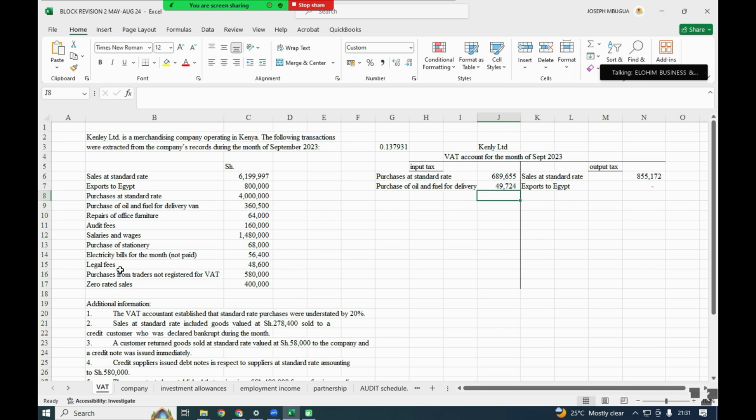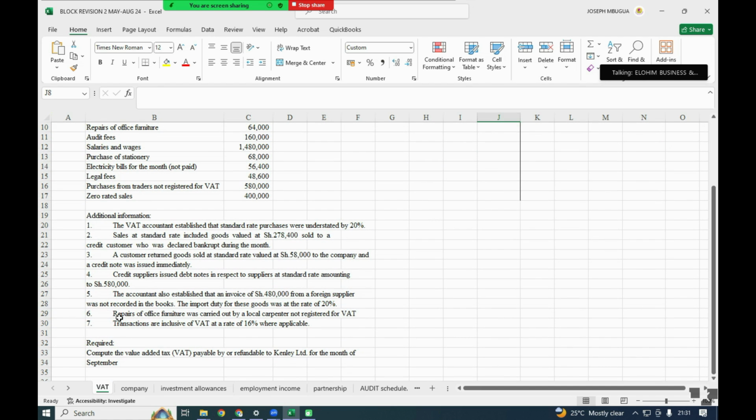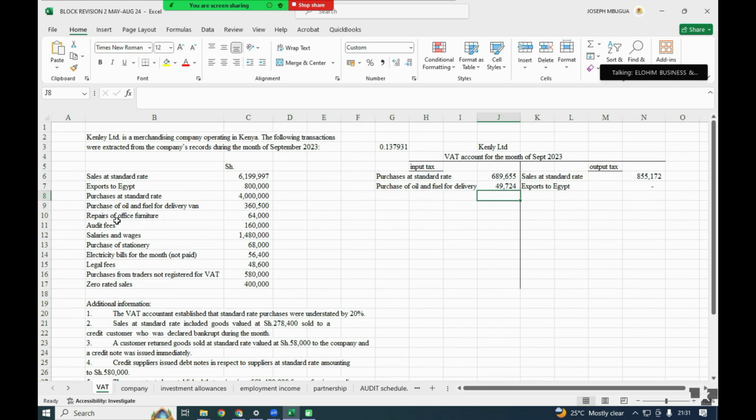Remember the furniture: if we buy furniture or we repair anything connected with furniture, it is not deductible unless it is for a hotel. But the other thing they are saying under this category is that the repair, note 6, of furniture was carried out by a local carpenter not registered for VAT. So because he was not registered, it means we are not charged VAT.